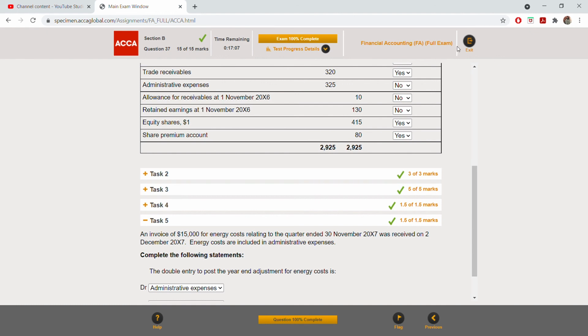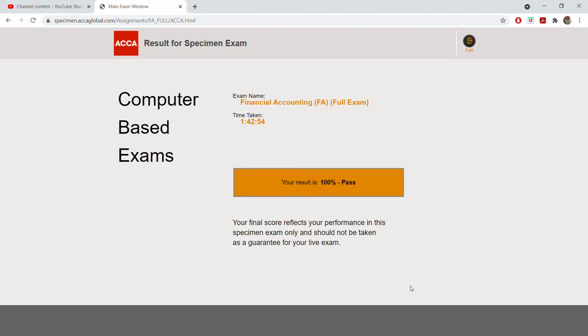So with this we finish the exam and we are going to exit it. 100%, because section A also we have done it. So the next part 3 will be, I'm doing the extra questions from part B of financial accounting.